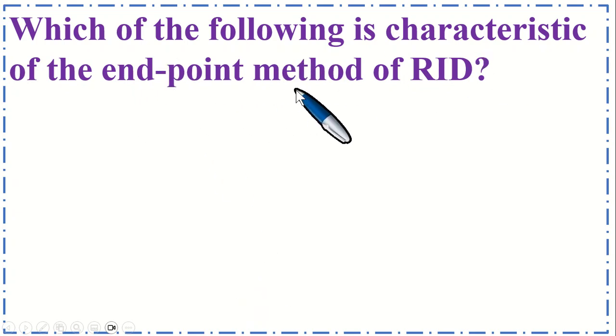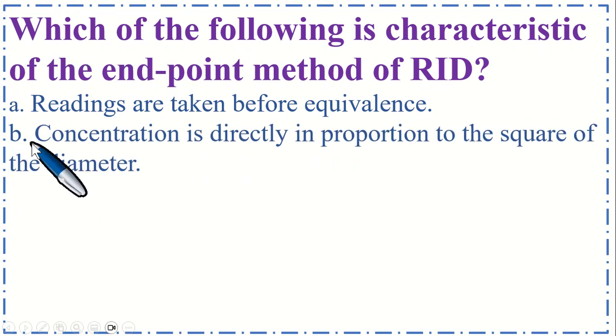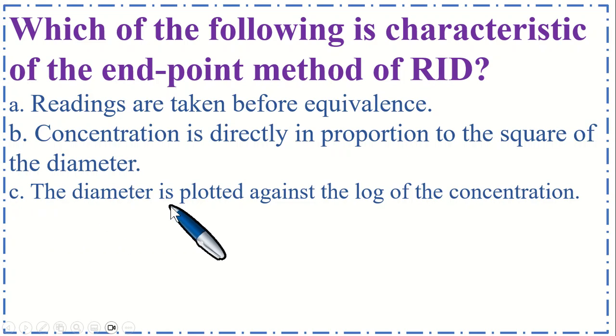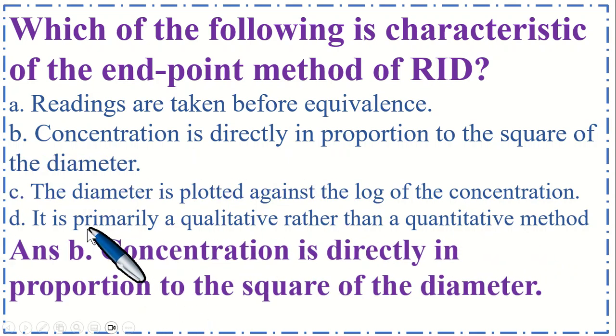Which of the following is characteristic of the endpoint method of RID? Option A, readings are taken before equivalence. B, concentration is directly in proportion to the square of the diameter. Option C, the diameter is plotted against the log of the concentration. And option D, it is primarily a qualitative rather than a quantitative method. So the correct option is B. Concentration is directly in proportion to the square of the diameter.